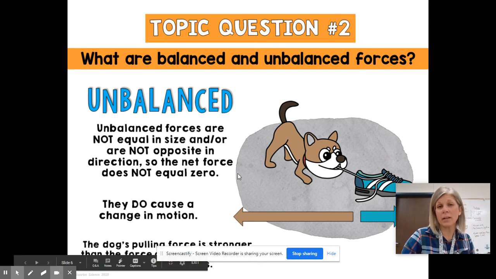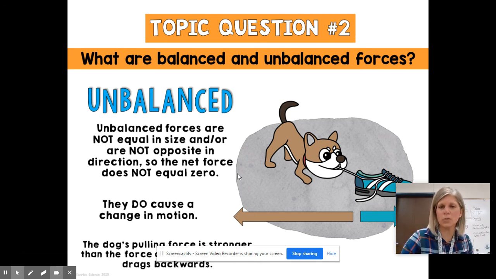And so we can calculate those forces by either adding them together if they're coming from the same direction, or like here in the slide with the dog pulling on the shoe, the dog's force is greater, and so the shoe is going to go in the direction that the dog is pulling because that force is unbalanced.